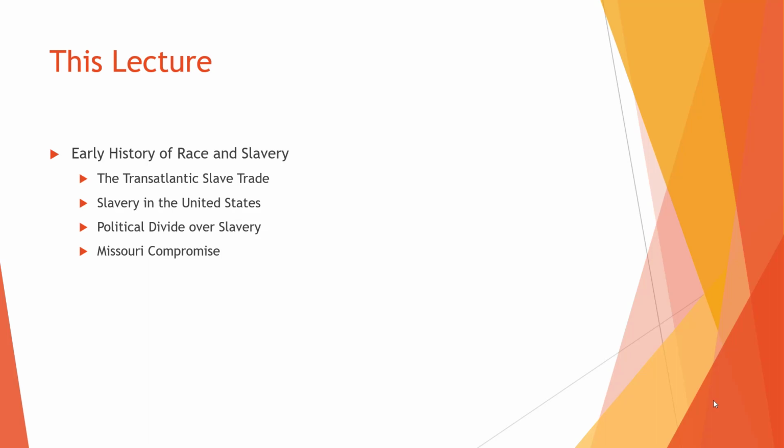So some of the things to look at here: the transatlantic slave trade, slavery in the United States, the political divide over slavery, the Missouri Compromise, and we might even make it up to the Compromise of 1850.